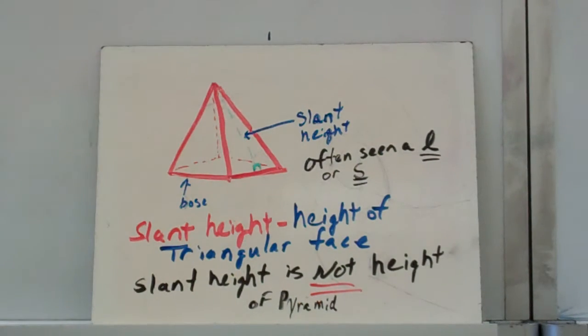And we often see this given as a script L for slant height, or sometimes you'll see it as an S for slant height. And again, I do want to stress that the slant height is not the height of the pyramid. It's the height of the triangular face on the pyramid. All right, so let's look at some examples.